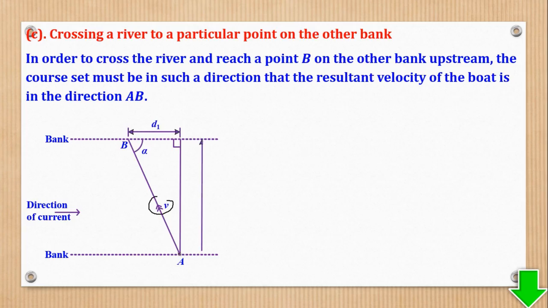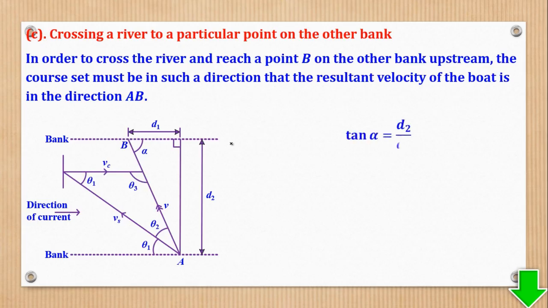Therefore, I must set the boat upstream so that the current takes me back to the original point where I intend to reach. So I'll come and put my velocity in still water at that point. Then the velocity of current will push me to the original place where I intend to go. So I can get the value of alpha. If I know this and I know this, I can get the value of alpha.